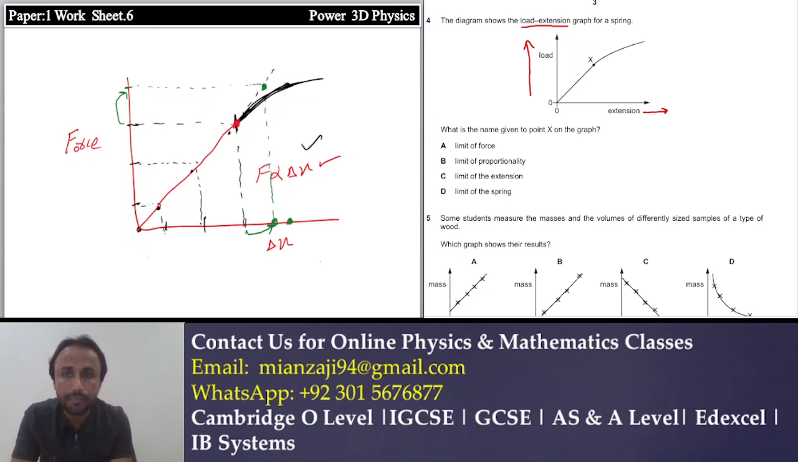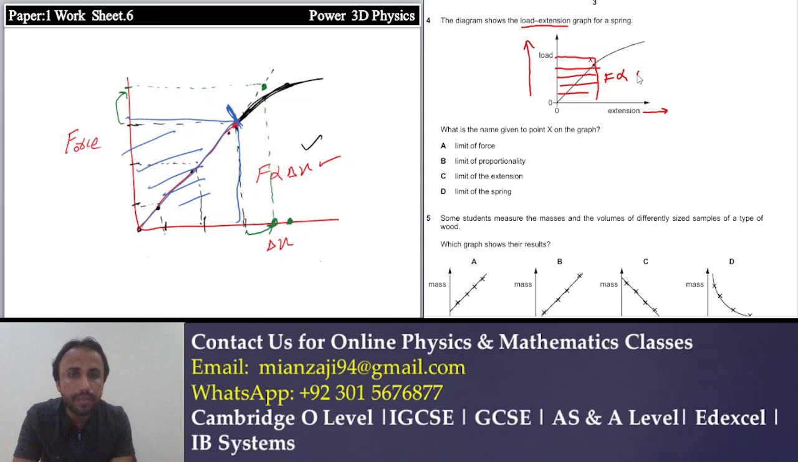So we can say that this region is known as the proportionality region. This region is the proportional region. In our question statement, I can write down that this region is a proportional region. Here force and delta x are directly proportional to each other. Here extension is delta x and load is the force. So I hope this question is clear to you.